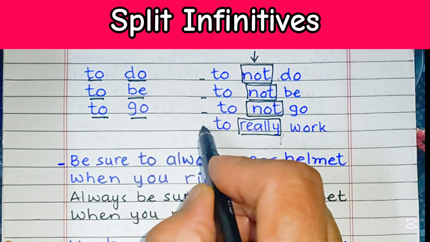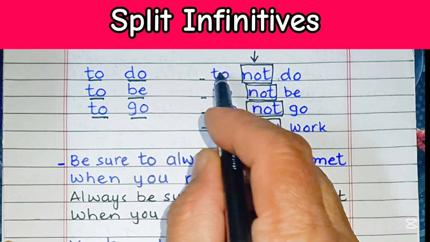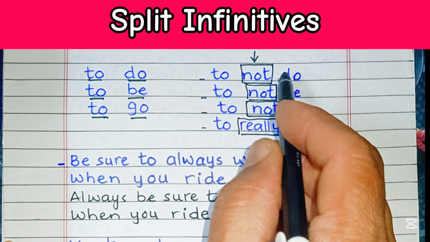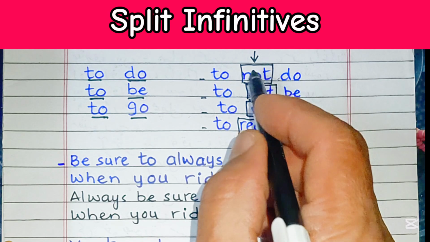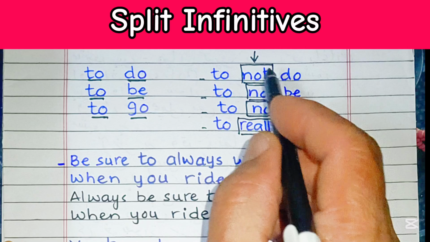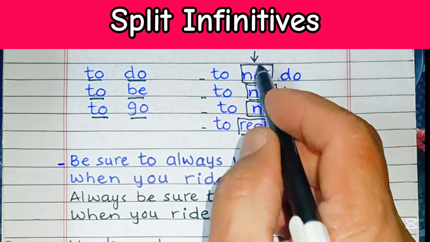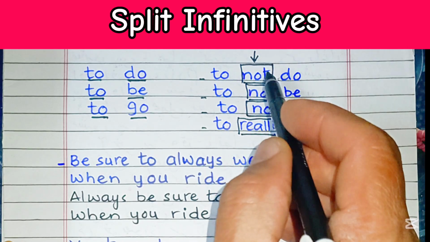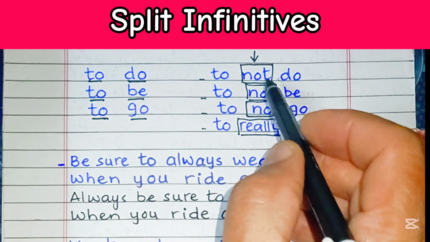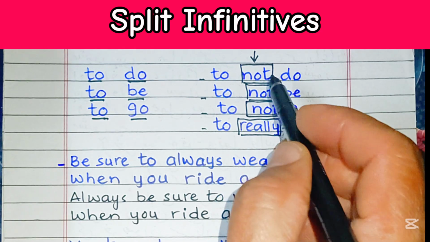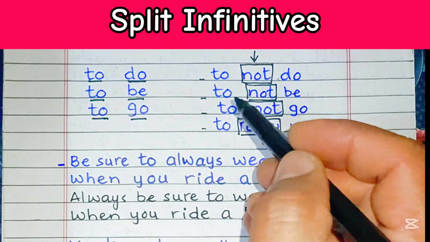1, 2, 3, 4. To not do: actually, to do is an infinitive and not is being put in between, in this position, to not do. So this becomes an infinitive that is in a split form. Try not to split an infinitive with another word.